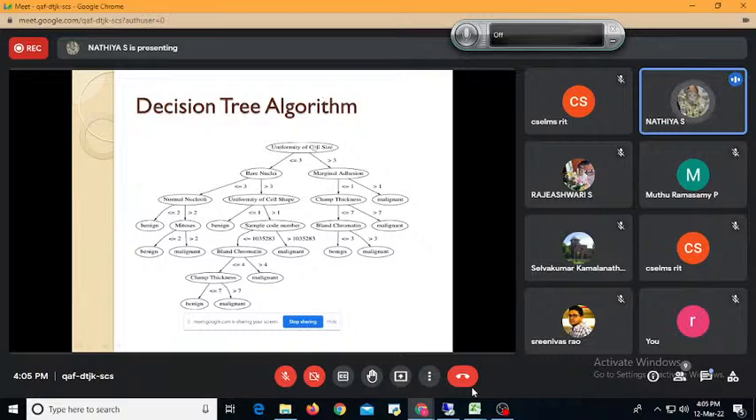So this is how the decision tree algorithm is used for my data set. It starts from a single attribute, and from that it continues to the next level. Finally, it reaches a leaf node, where the data is classified as benign or malignant.